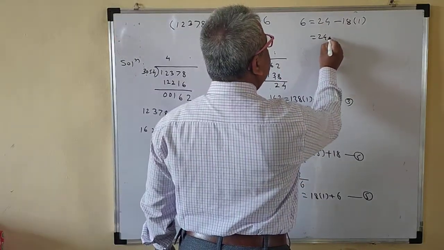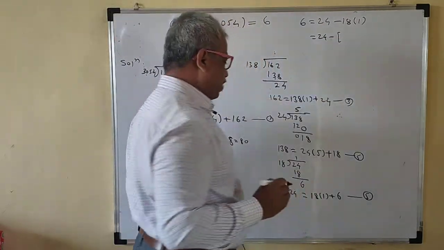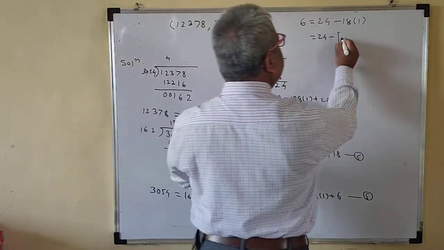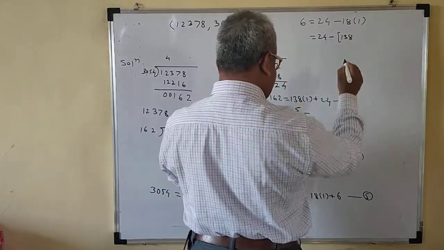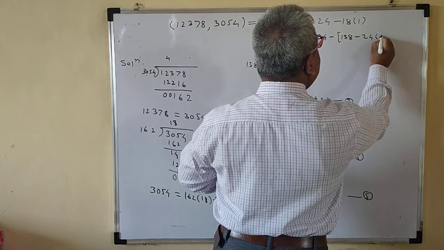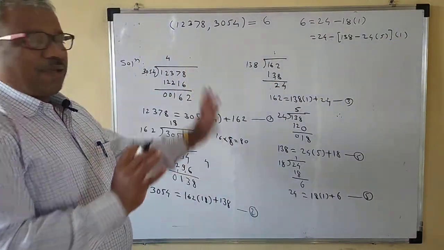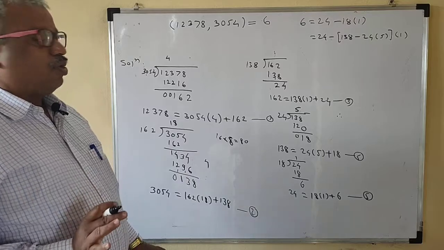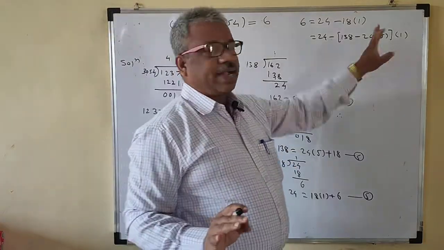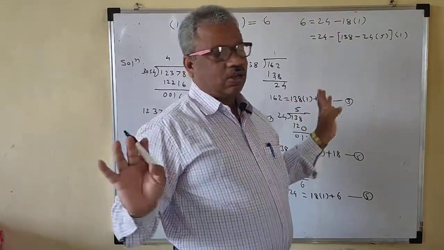So this is 24 minus, we'll put the value of 18. What is the value of 18? 138 minus 24 into 5 into 1 now. Okay, simplify this. Only note that the numbers in the bracket are the numbers, others are not numbers.